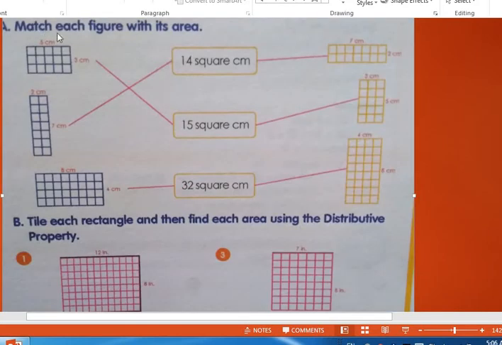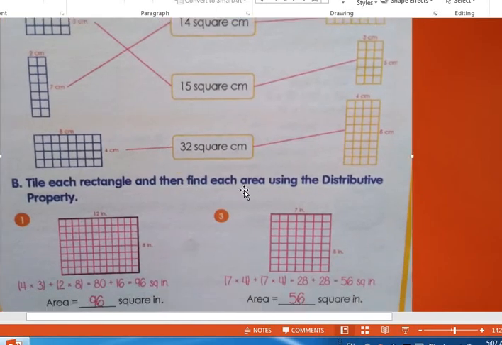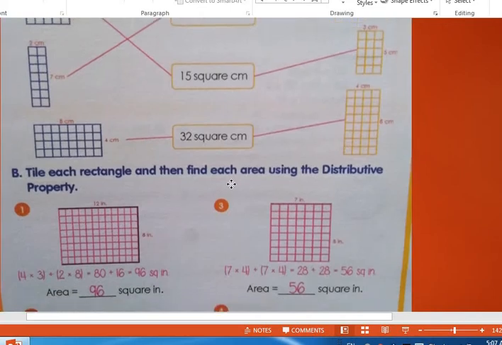In this exercise, match each figure with its area. I have here this figure 5, 3. 5 times 3 will give me 15 square centimeter, and if you turn, this will be 3 times 5, the same 15 square centimeter. This area will be 2 times 7, 14 square centimeter, and this is 7 times what? Times 2 will give you the same 14. This is commutative property. Why commutative property? I just change the order of the numbers. 2 times 7, and here 7 times 2.